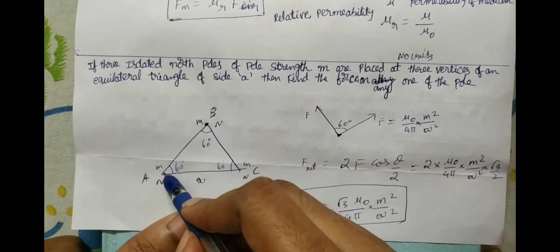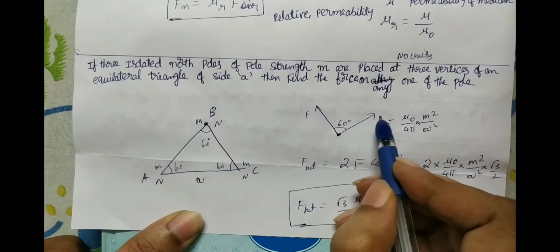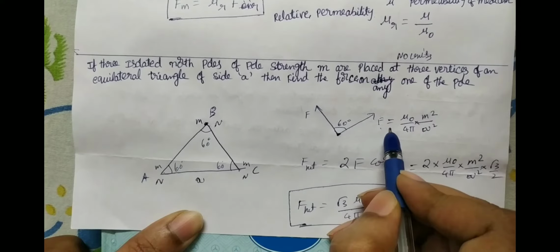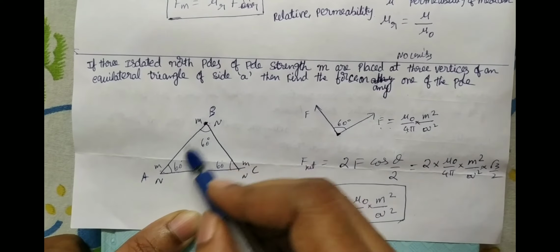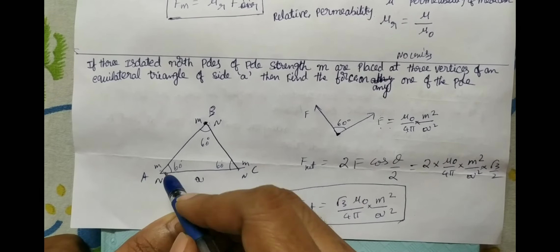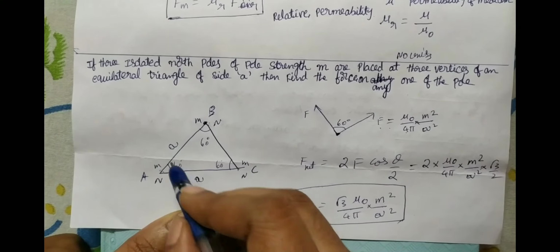You know that this north pole repels this north pole, so the force acts away like this. That will be represented like this. F is equal to mu naught by 4 pi, and what is the pole strength here and here? M1, M2, both M, so M square by distance squared. The side of the equilateral triangle you can take as A, and A is the distance here.